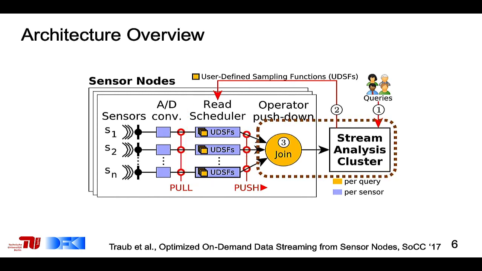And then we can combine that with things like operator pushdown, locally joining values, pre-aggregations, and so on and so forth, so that the stream analysis cluster in the end actually gets a tailored data stream based on its demand specifications, and that we can thereby reduce the data traffic among the sensor nodes and the stream analysis cluster drastically to avoid mobile network charges. So what I want to do now is to dive into the read scheduling component, because this is actually the core of our technique.